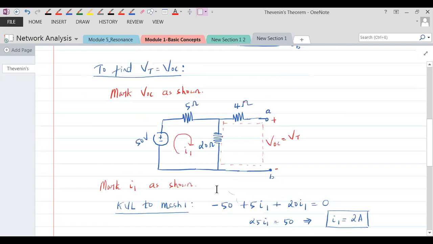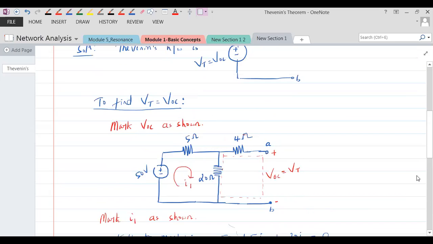So what do we have now by short circuiting? See here, everybody, the voltage source is short circuited. If you want, you can say we have short circuited this. Then we have a 5 ohm, we have 20 ohms, we have 4 ohms. Everybody understand this? So this is 5 ohms, this is 20 ohms, and this is 4 ohms.